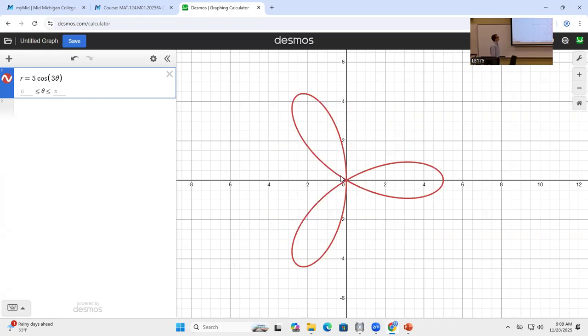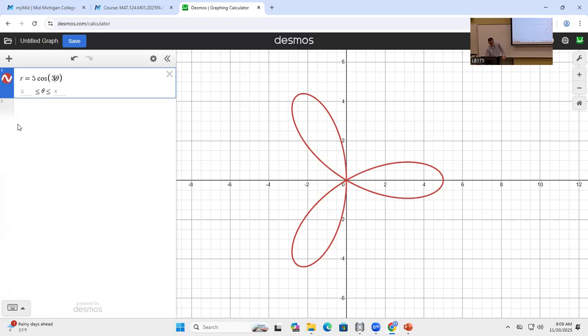So we have 5 cosine 3 theta. We see that the 3 theta, if we had 3 theta or 5 theta or 7 theta, tells us how many petals. Notice what's happening with the coefficient of 5. The 5 tells me how long this petal is, right? It's 5 units long.